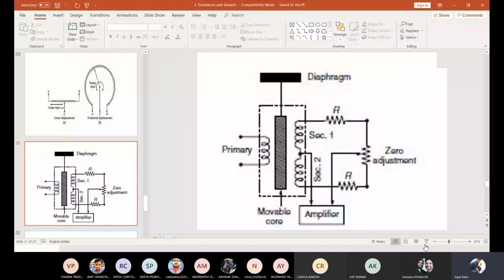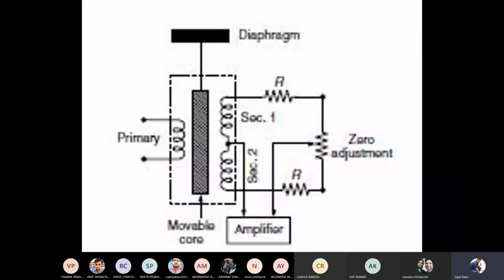Are you able to see the screen here? Yes, sir. Okay, so I think in the last class we had discussed the remaining parts, right?